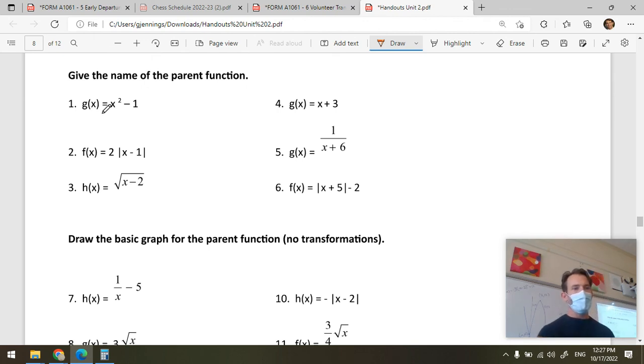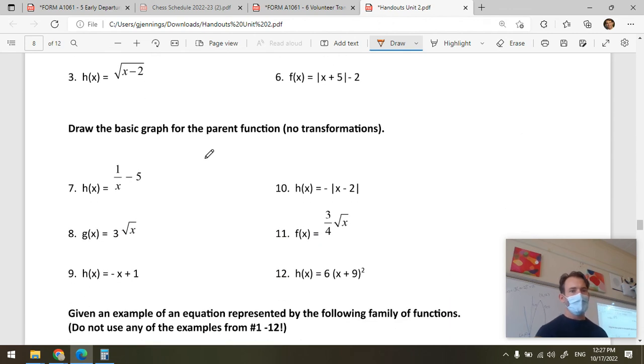You want to be able to say, oh, there's an x squared there. That must be a quadratic. Its parent must be y equals x squared. Oh, this one is a line, and et cetera, et cetera. Draw the basic graph for the parent function. So these ones are absolute value functions. So you might have a quick sketch that looks like this, doing this with my mouse, not even my board. There, that's the absolute value function. h of x, done. I'm doing the homework for you.